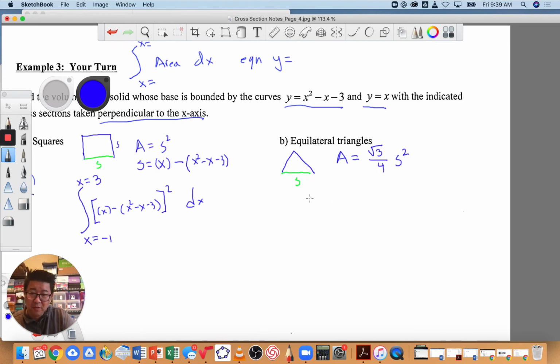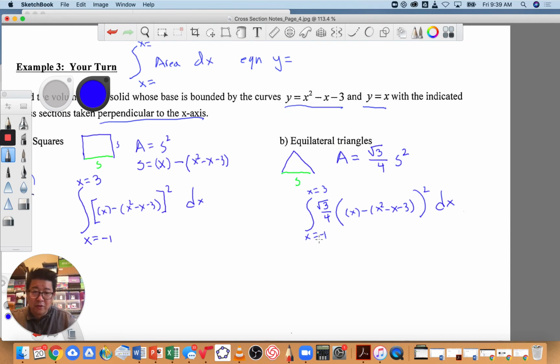So again, it's going to be something like square root 3 over 4 from x equals -1 to x equals 3, and then it'll be the same thing again: x minus x squared minus x minus 3 squared dx. Again, this is the area, a little bit of width to give it volume, and then you add up all the volumes from -1 to 3, all the slices to make your loaf of a triangular piece of bread, I suppose. So anyway, you got all this.